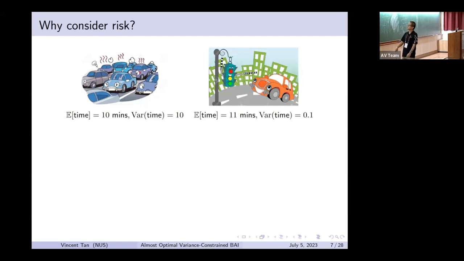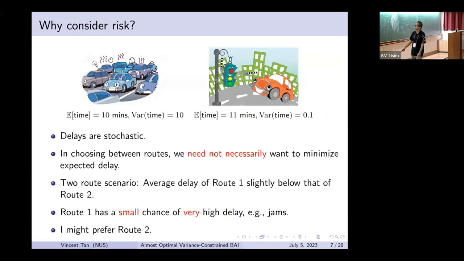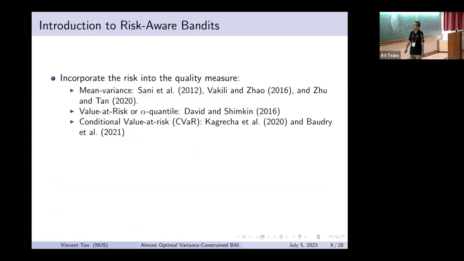Okay, so which one is better, right? Expected time here is 11 minutes, but the variance is like 0.1. Here, the expected time is slightly better, but you might get stuck in a jam. All right, so I'm not going to read out all these words. The point is that I might prefer route 2, okay?